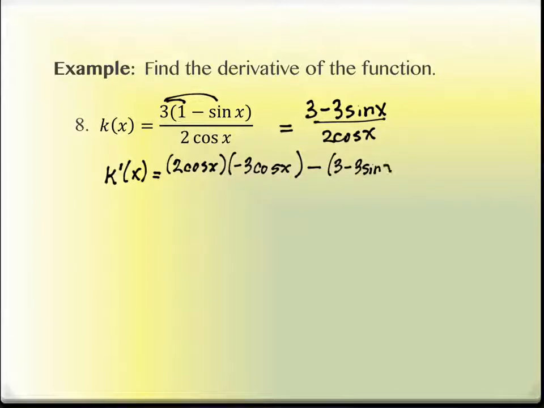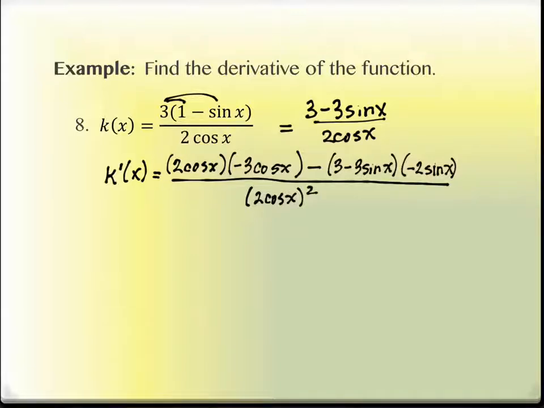Okay, new person who hasn't spoken, tell me something else. What am I going to write after 3 minus 3 sine x? G prime. Yeah, so I need the derivative of the denominator, right? So what's the derivative of the denominator, Reed? Do you know? Is it negative 2 sine of x? Yes, it is. Good job. Negative 2 sine of x. Okay? And my denominator, what will it be? Right, it's the 2 cosine of x squared, and I do have to square both the 2 and the cosine on that denominator.